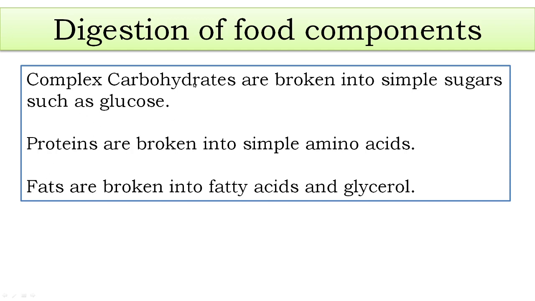Complex components of the food are carbohydrates, proteins and fats. So complex carbohydrates are completely broken down into simple sugars such as glucose. Proteins, which are complex substances, are broken down into simple amino acids. Fats are broken down into fatty acids and glycerol.